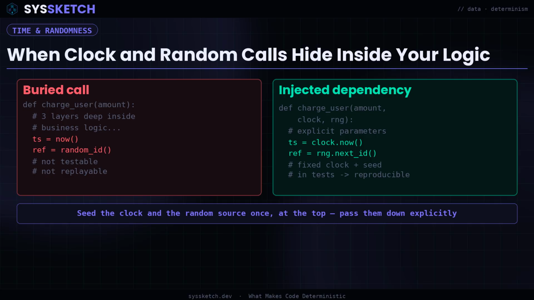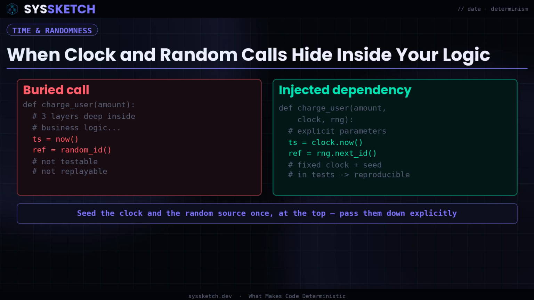Some of the most common hidden inputs are ones you call on purpose. The system clock and random generators are deterministic in the narrow sense that calling them produces a real, well-defined value, but that value is different every time by design. The danger is when these calls get buried deep inside business logic instead of passed in explicitly. A function that silently calls now or random 3 layers deep cannot be tested reliably, replayed from a log, or debugged by rerunning it.